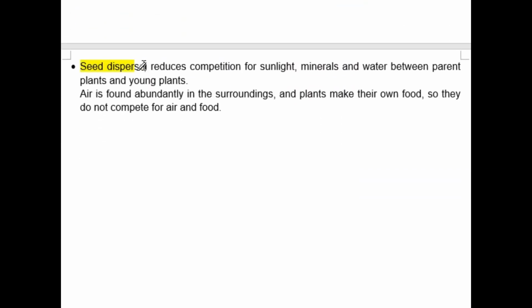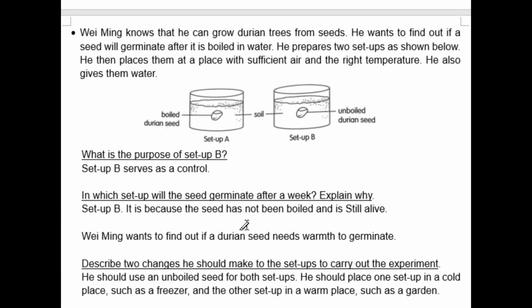Seed dispersal reduces competition for sunlight, minerals and water between parent plants and young plants. Air is found abundantly in the surroundings, and plants make their own food, so they do not compete for air and food. Wei Ming knows that he can grow durian trees from seeds. He wants to find out if a seed will germinate after it is boiled in water.